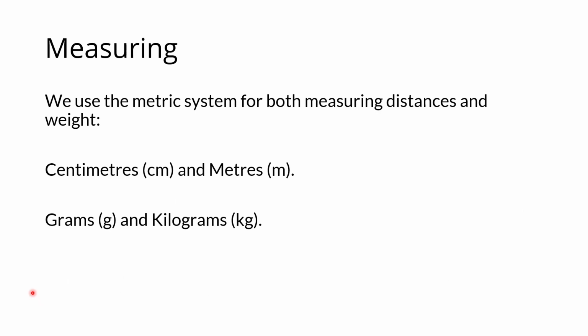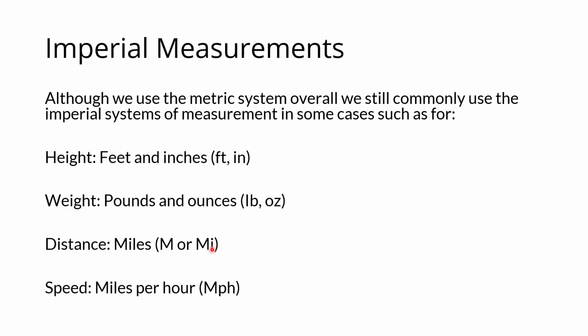In the UK we use the metric system for measuring distances and weight too, so we use centimetres and metres, grams and kilograms. But although we use the metric system overall, we still commonly use the imperial systems of measurement that we used to use in the 1950s, earlier than the 1950s and 60s, after which we converted to metric.